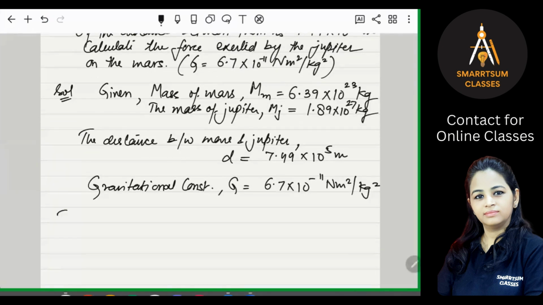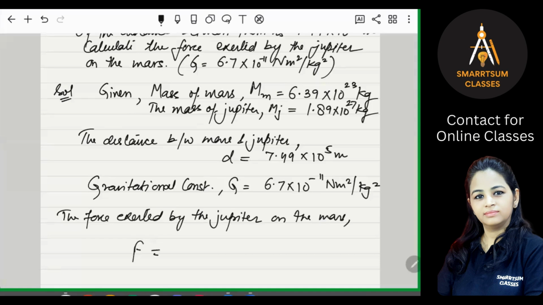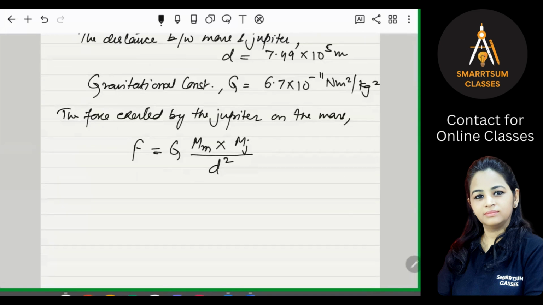So write down the force exerted by Jupiter on Mars is, according to the universal law of gravitation, F is equal to G m1 m2. Here your m1 is the mass of Mars, mm, and m2 is the mass of Jupiter, mj, upon the distance between them, d square. Right? Okay. Now put the values.